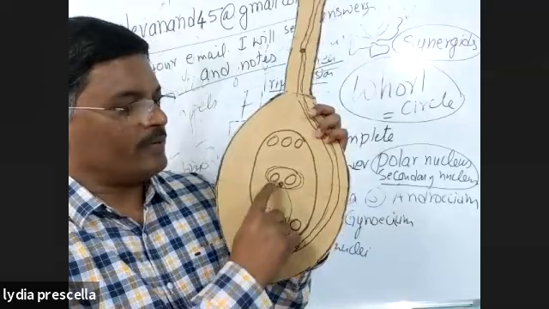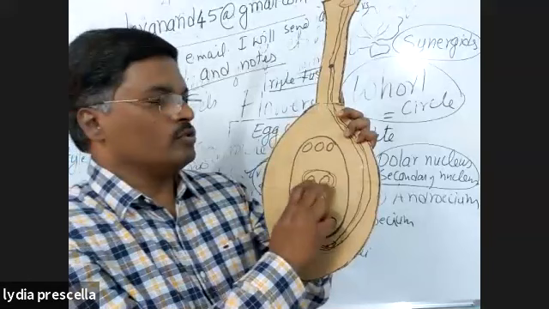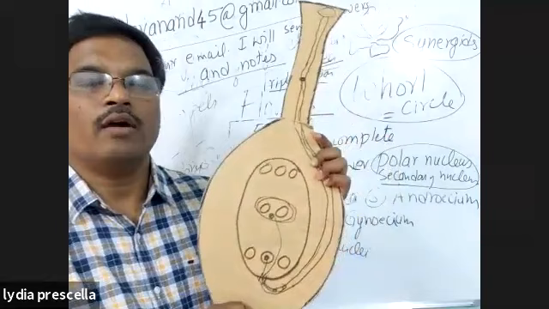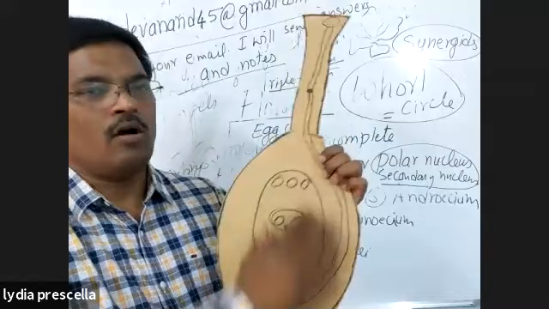They are cells, but these 2 are not cells, they are nuclei. And these 2 nuclei are called polar nuclei, or you can call them the secondary nucleus. Polar nuclei or secondary nucleus. This is all about the embryo sac.